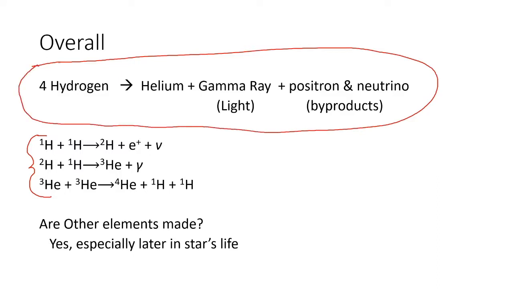Basically, overall, and it takes 3 steps to do it, we don't care about the steps so much, it takes 4 hydrogen atoms and converts them into helium. The byproducts are the gamma rays, which are light. And what's the sun's main job? To give off light. And you get a couple other byproducts, positrons and neutrinos, that we're going to deal with, as I said, in the next video.